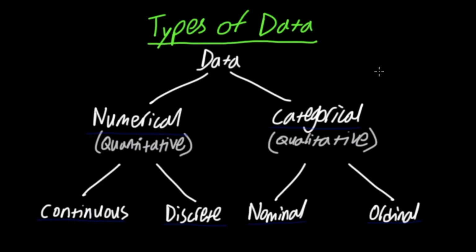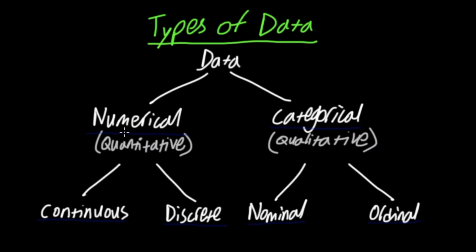Hello and welcome. In this video we are looking at types of data. So data can be either numerical or categorical. Numerical, also known as quantitative, is data that consists of number values. So numbers like 2, 4, 7.8. Whereas categorical consists of categories, and that's sometimes referred to as qualitative data.